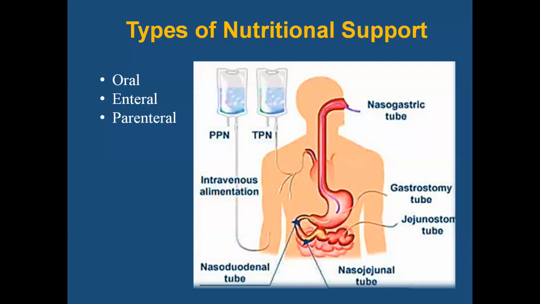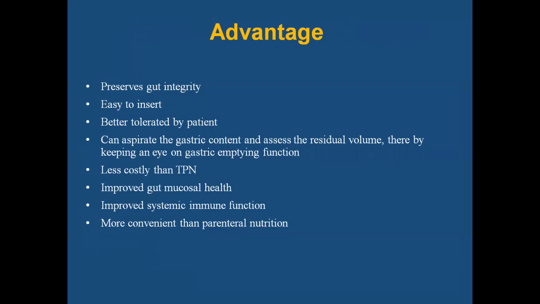Now, next is types of nutrition. These are the nutrition support: oral, enteral, and parenteral. What are the advantages? Preserves gut integrity, easy to insert, better tolerated by patient, and can aspirate. It is also very important, can aspirate the gastric content and assess the residual volume, and less costly than TPN, and improved gut mucosal health, improved systemic immune system, and more convenient than parenteral nutrition.